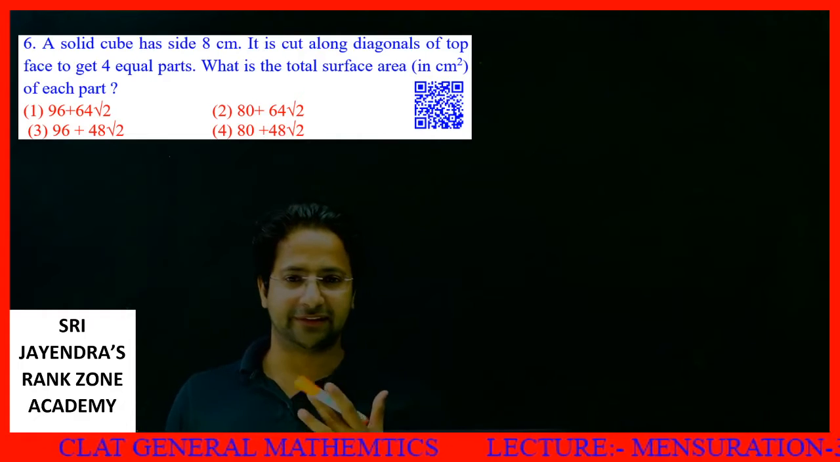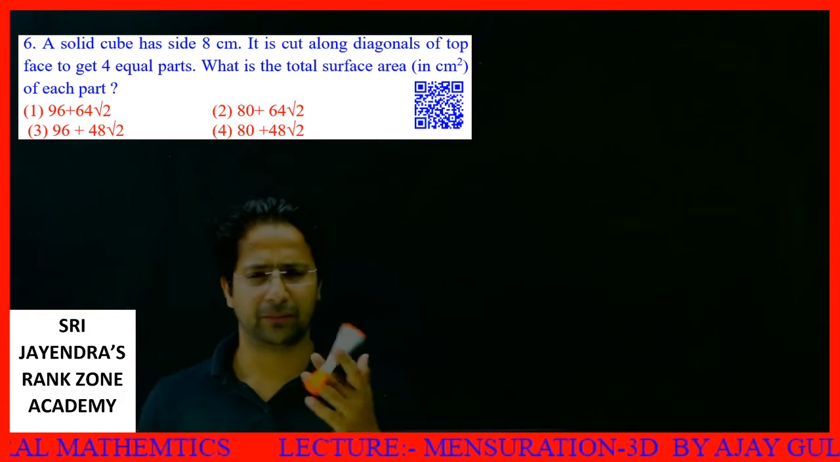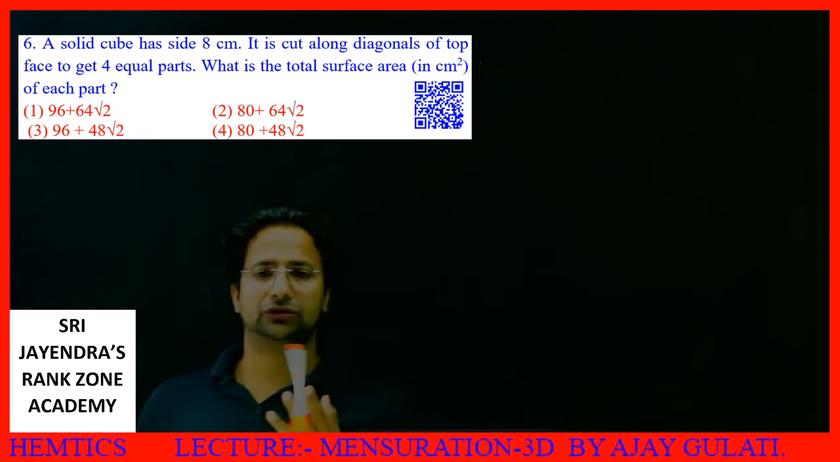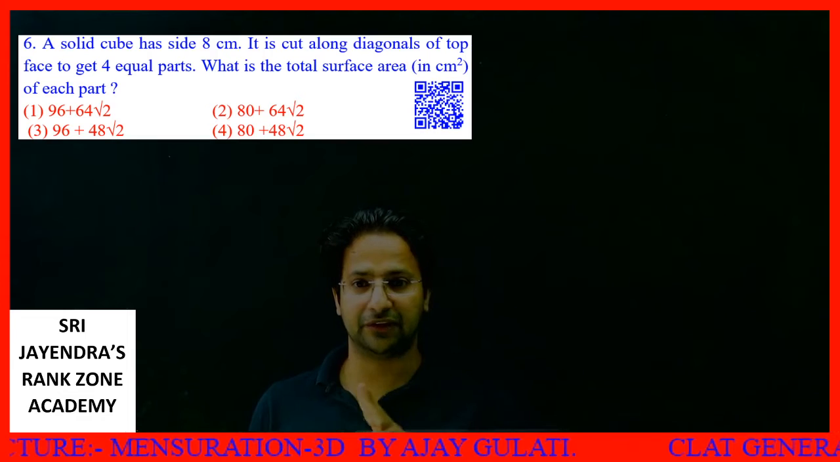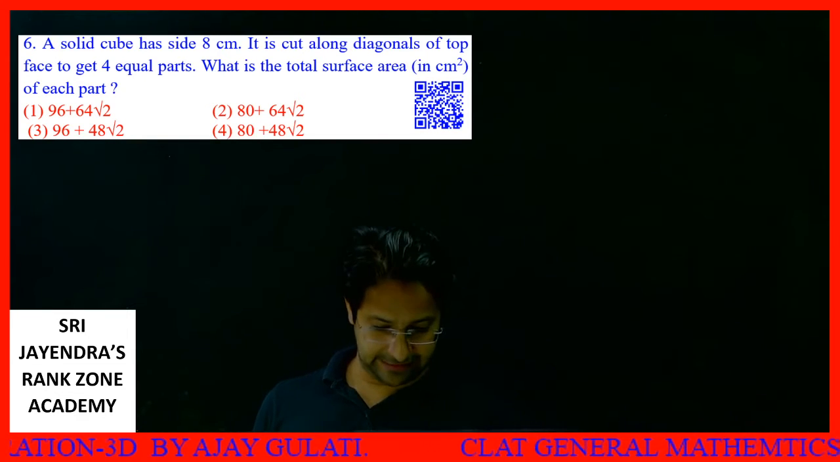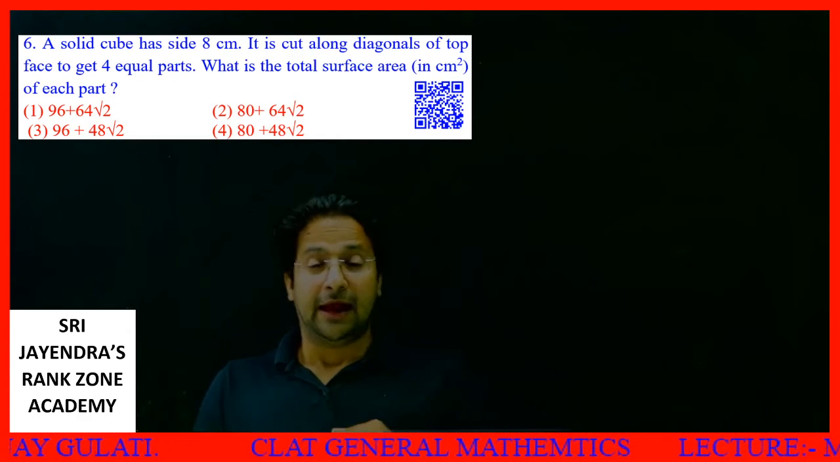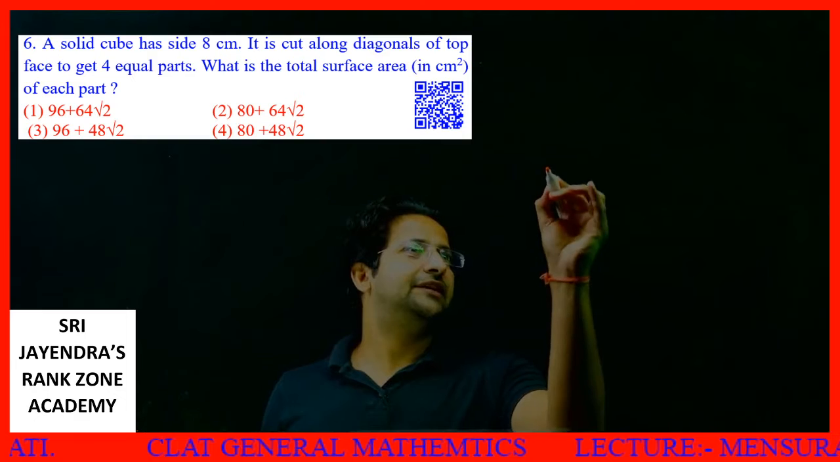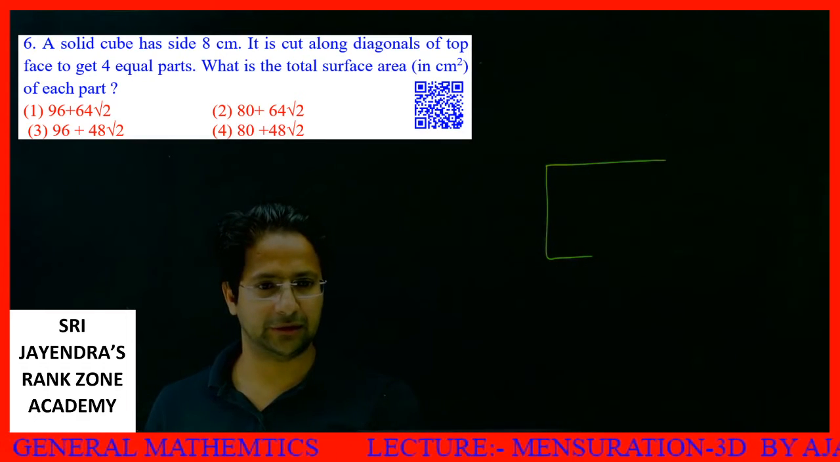So students, next is a good question. Actually a little bit tough, a bit tricky, but we'll solve it definitely. A solid cube has side 8 centimeter. It's cut along diagonals of top faces to get 4 equal parts. What is the total surface area? I hope you understood the question. A solid cube has a side 8. Let's say this is the front face of a cube. I'll show you by a diagram. I have the diagram, I think.